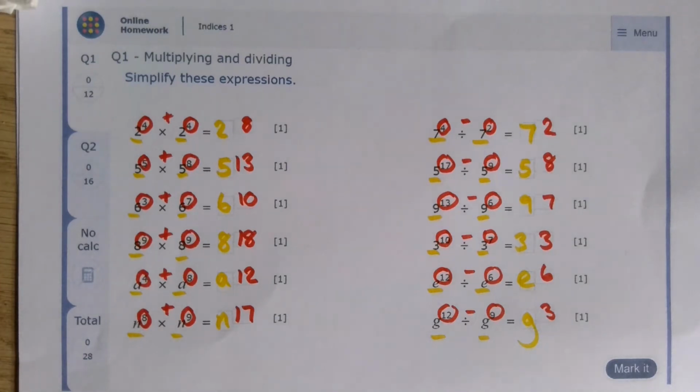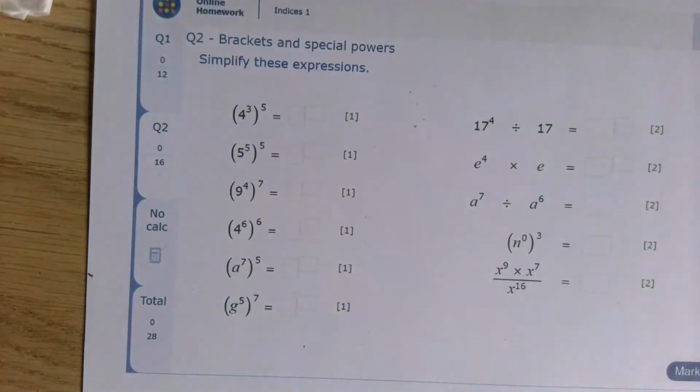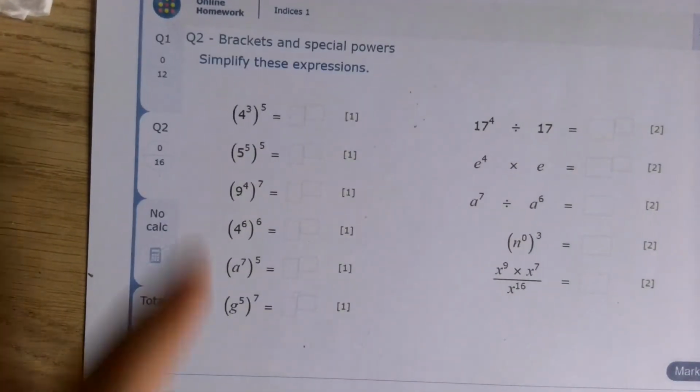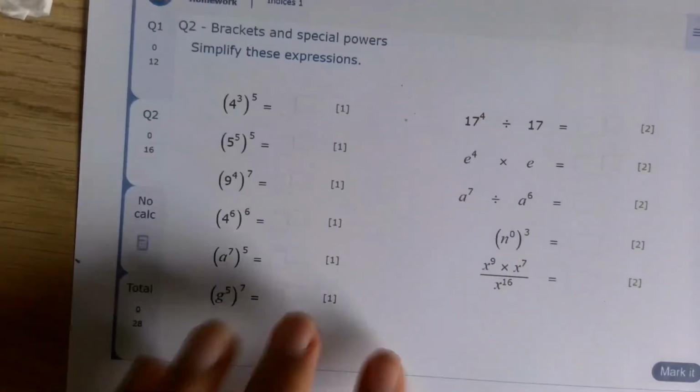Simplify this for this one. Okay. Right, now we have brackets. Brackets are slightly different because this time we are saying we've got 3 4s multiplied together, and then we're multiplying that together 5 times. So we've got 3 4s multiplied by 3 4s multiplied by 3 4s multiplied by 3 4s multiplied by 3 4s.